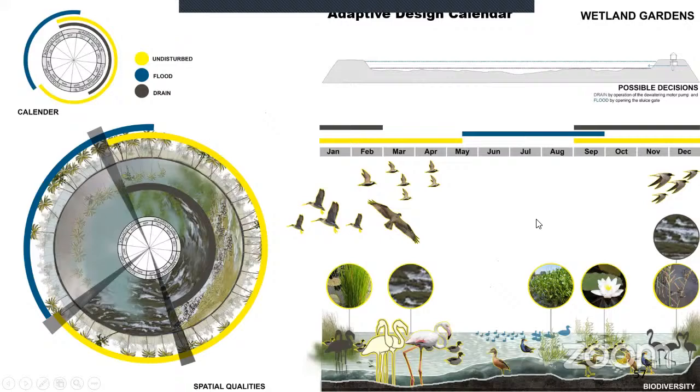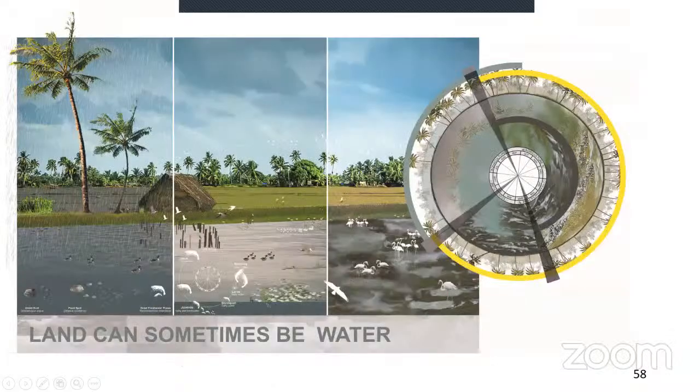And if you scale this down to the polder scale, the calendar would tell you about the different kinds of biodiversity and what would be the spatial qualities here based on what strategies you're using, whether you're leaving it undisturbed, you want to flood it, or you want to drain it. And that sort of brings me to the final image for this project, that is, land can sometimes be water.